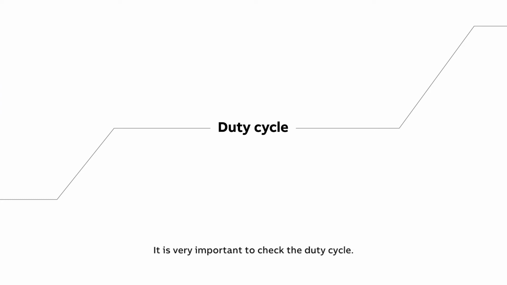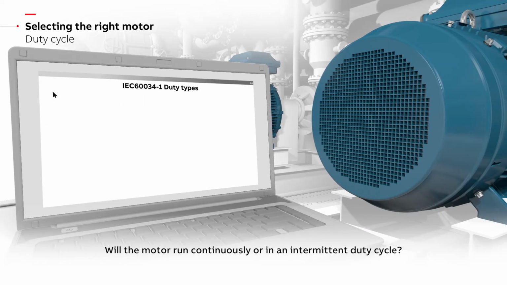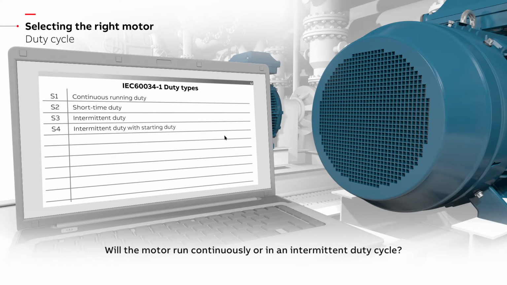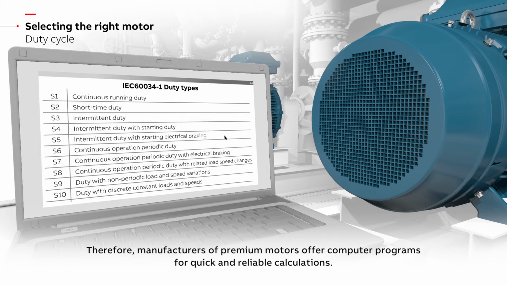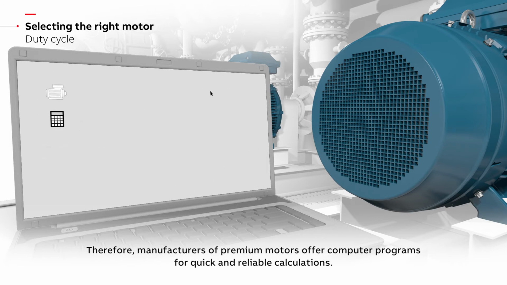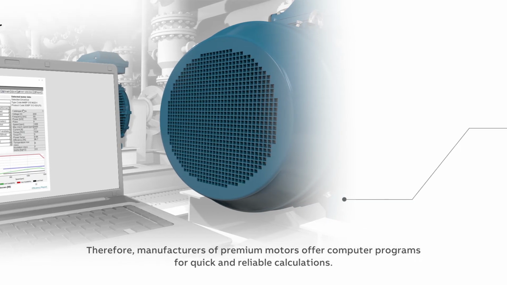It is very important to check the duty cycle. Will the motor run continuously or in an intermittent duty cycle? In the IEC 60034-1 standard, there are 10 duty types defined from S1 to S10. The calculation to determine the required power based on the duty cycle is not easy. Therefore, manufacturers of premium motors offer computer programs for quick and reliable calculations.